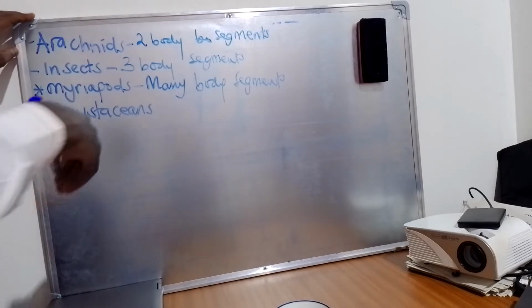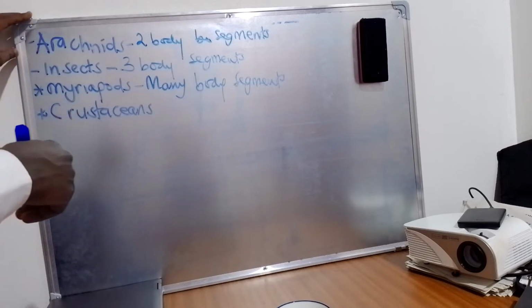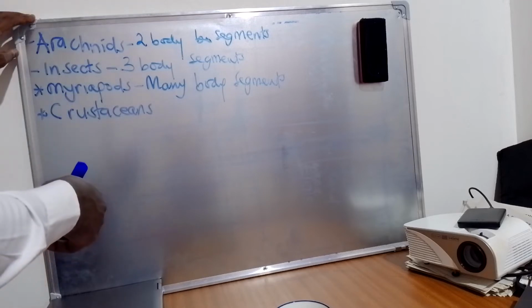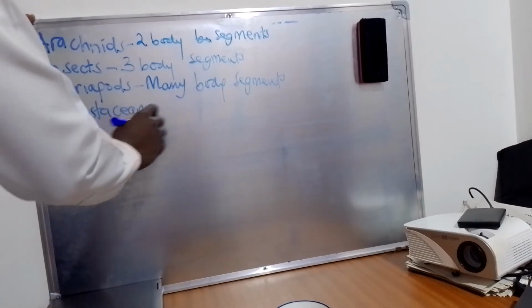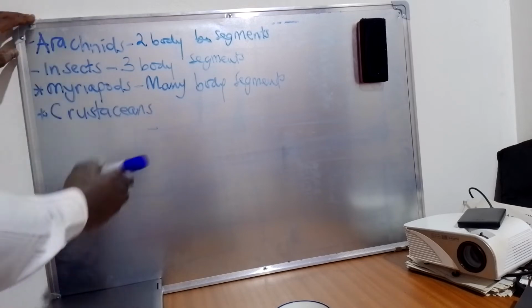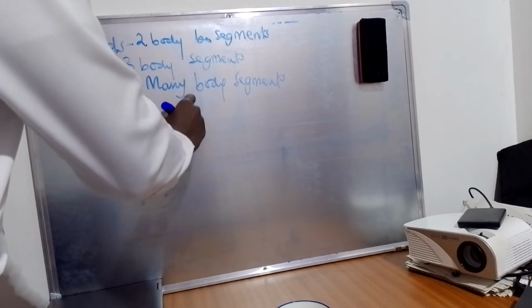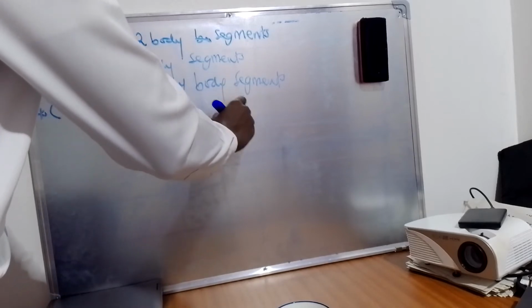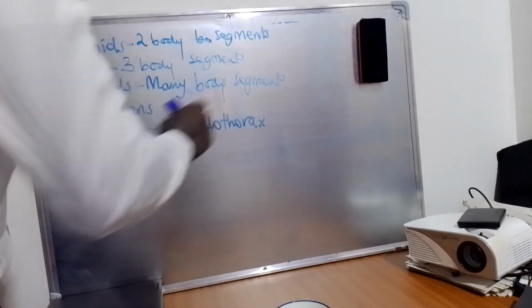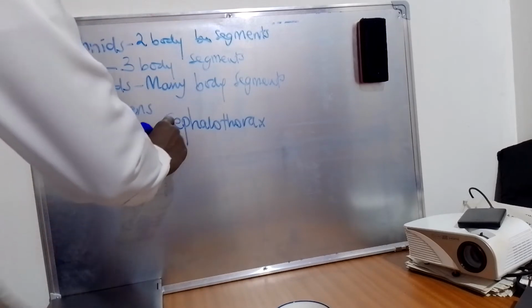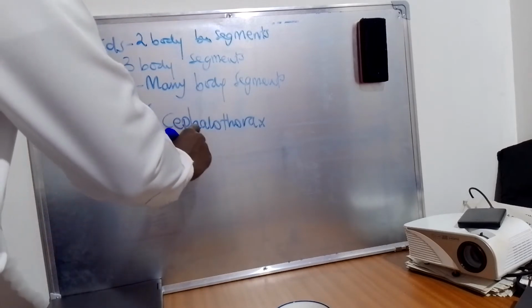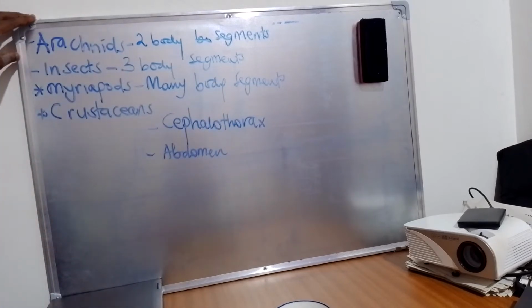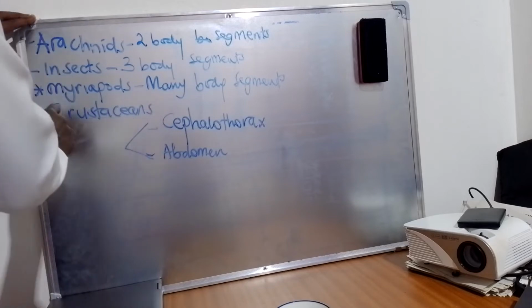We remind ourselves that the name given to the two body segments of arachnids is number one, cephalothorax, and then we have abdomen. These are the two body segments that make up an arachnid.